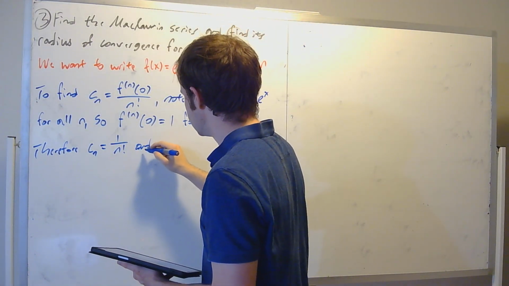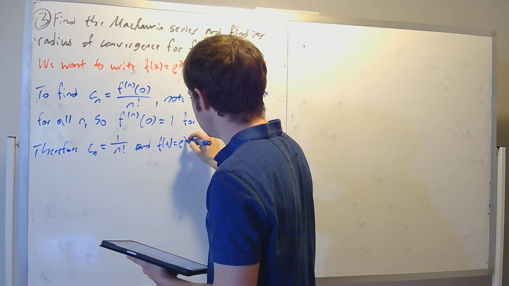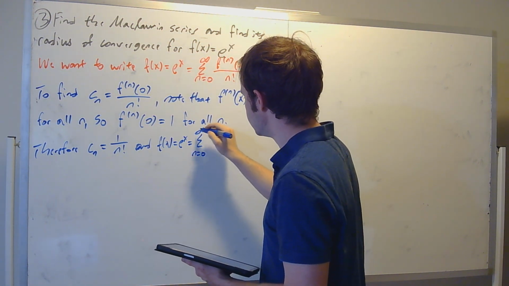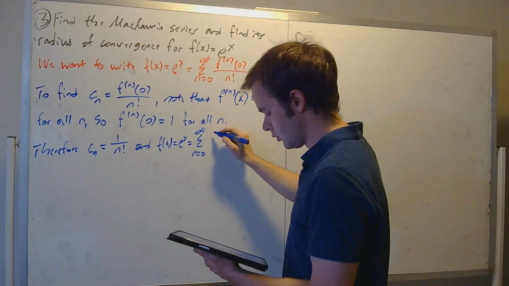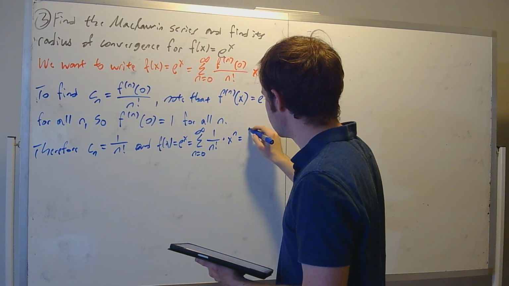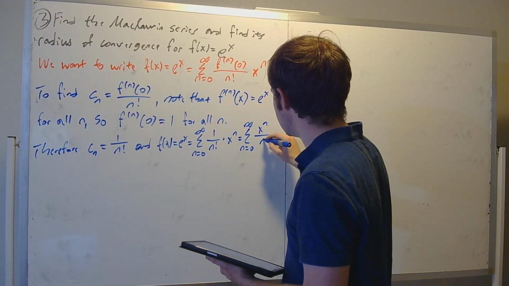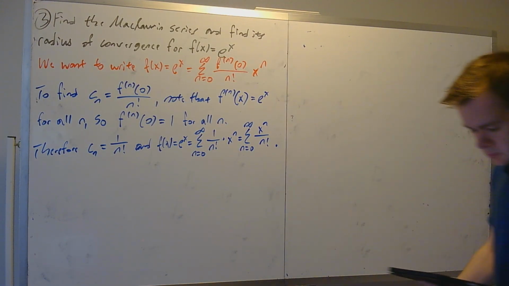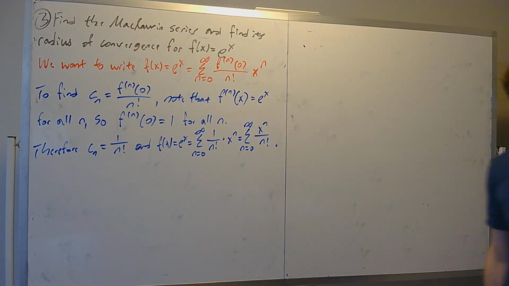and f of x equals e to the x equals, so we're going to have the sum from n equals 0 to infinity. We just plug in what we know here. We know the numerator here was 1, so we're going to have 1 over n factorial times x to the n, which is the same thing as the sum from n equals 0 to infinity of x to the n over n factorial. That'd be our answer there. Okay, so we figured out the Maclaurin series. This would be the Maclaurin series because we just had to use that formula.